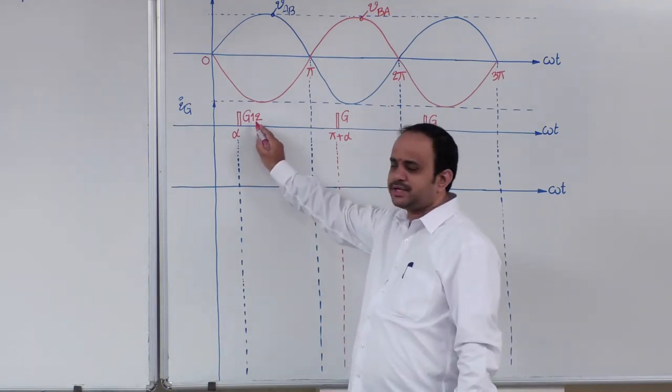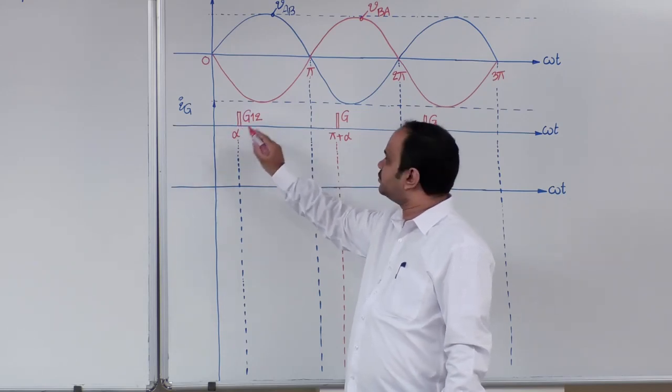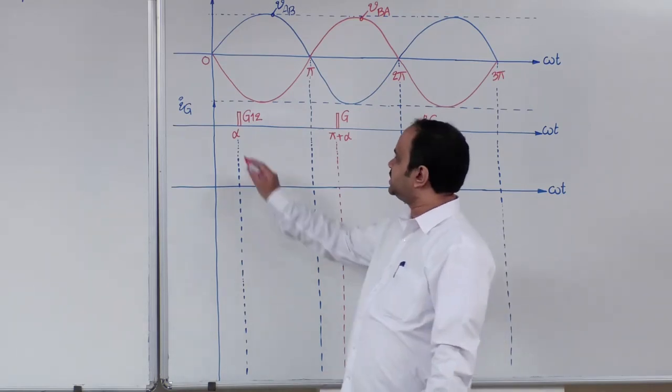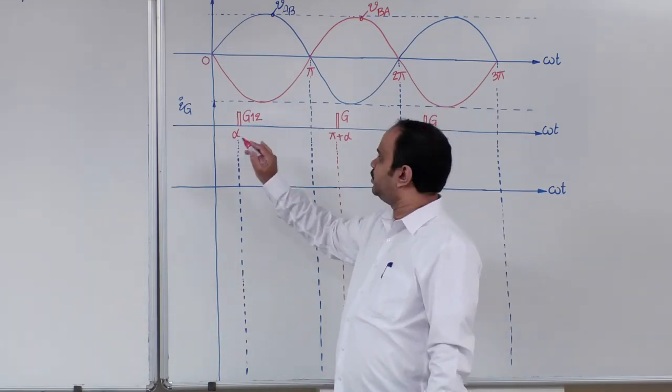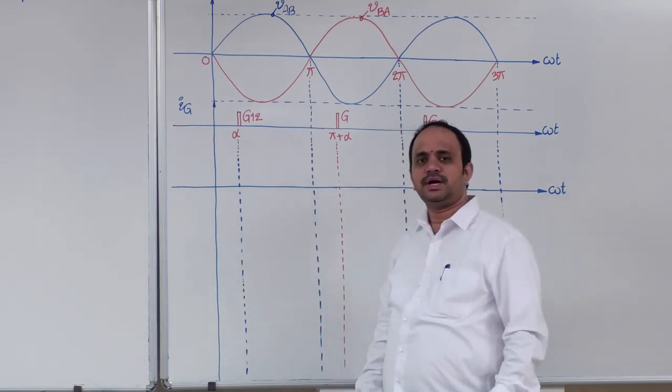What is that pair combination? T1 from the upper half, T2 from the lower half, should be triggered at omega t equal to alpha. This is the fundamental reason why we need to trigger the T1 T2 pair at omega t equal to alpha.